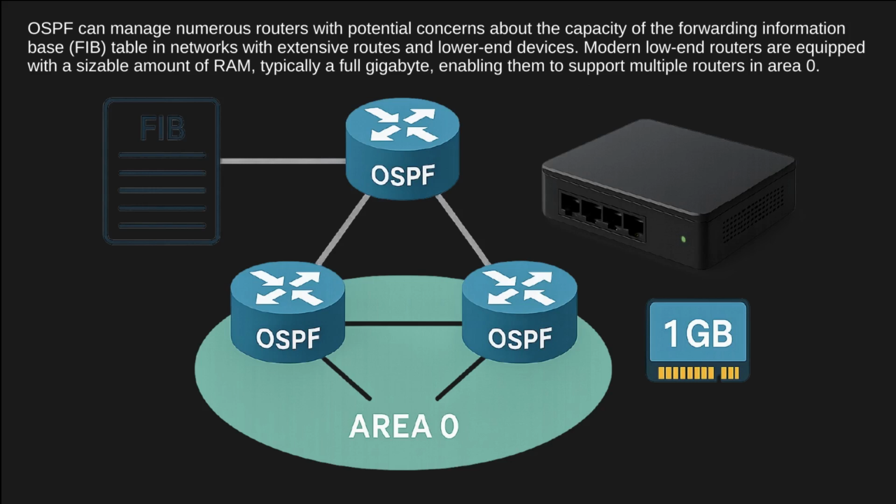OSPF can manage numerous routers with potential concerns about the capacity of the forwarding information base, FIB, table in networks with extensive routes and lower-end devices. Modern low-end routers are equipped with a sizable amount of RAM, typically a full gigabyte, enabling them to support multiple routers in Area 0.